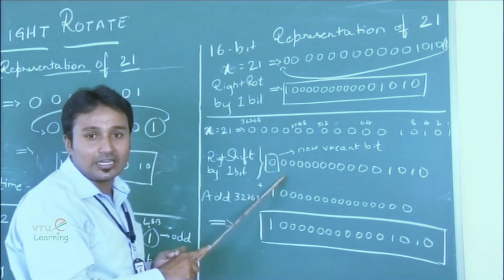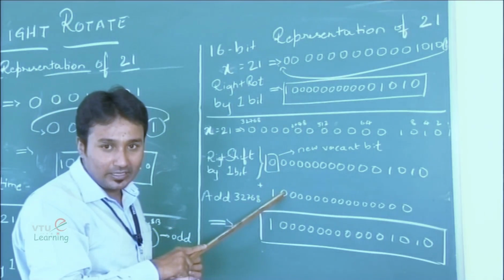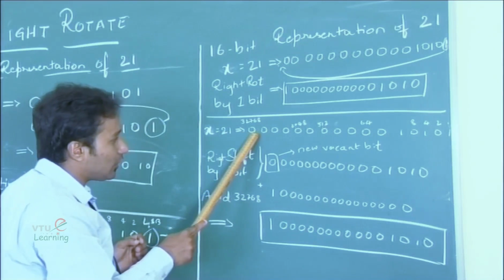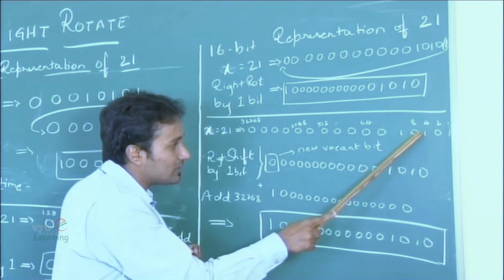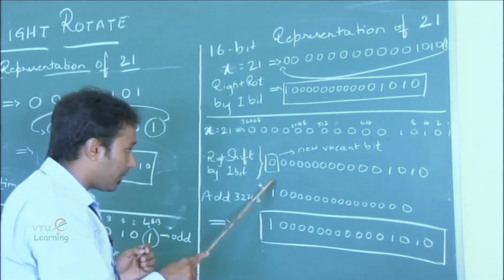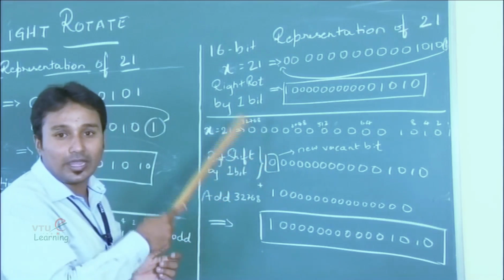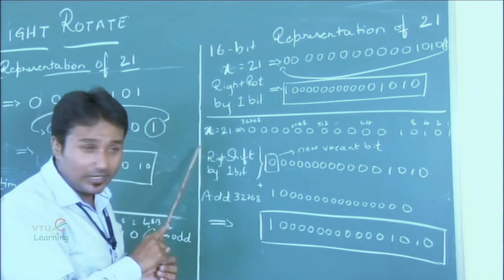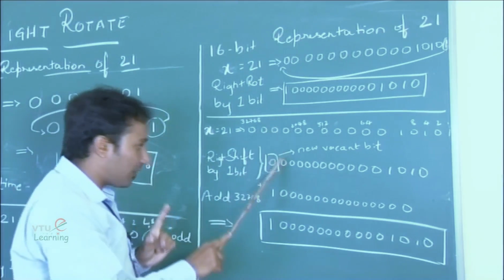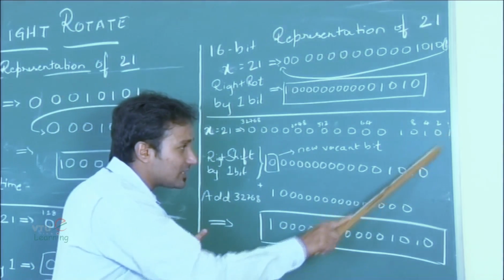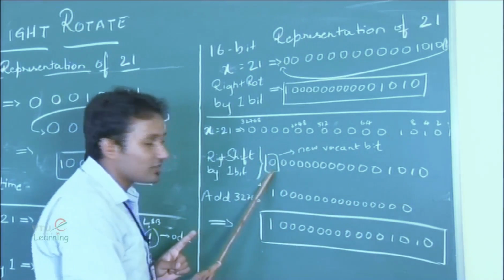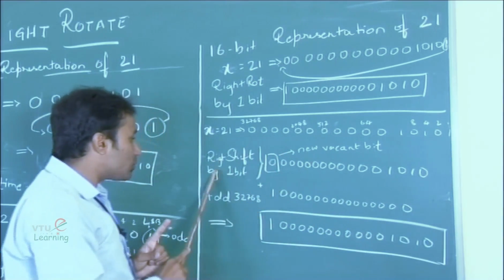This is how the mathematical representation of the right rotation occurs. Now we will consider the same programmatically. Here we have the number x equals 21, which is represented using 11 zeros followed by 10101, which is the 16-bit representation of the given number. Now, similar to the 8-bit representation, we need to right shift the given number by 1 bit. After right shifting, the 1 at the LSB goes out, and the newly vacant bit will always be filled up with 0.